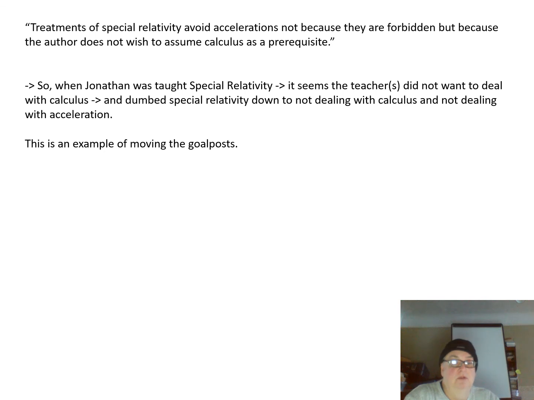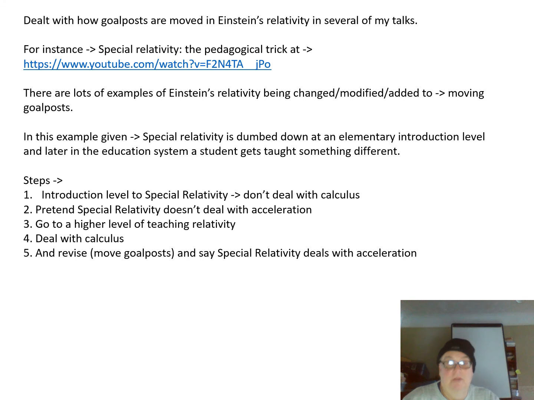So when Jonathan was taught special relativity, it seems that the teacher or teachers did not want to deal with calculus, and they dumbed special relativity down for what they were teaching. And they dumbed it down to not dealing with calculus and not dealing with acceleration. And this is an example of moving the goalposts. I've dealt with moving the goalposts in several of my talks, and there are lots of examples of relativity being changed, modified or added to, which is moving the goalposts.